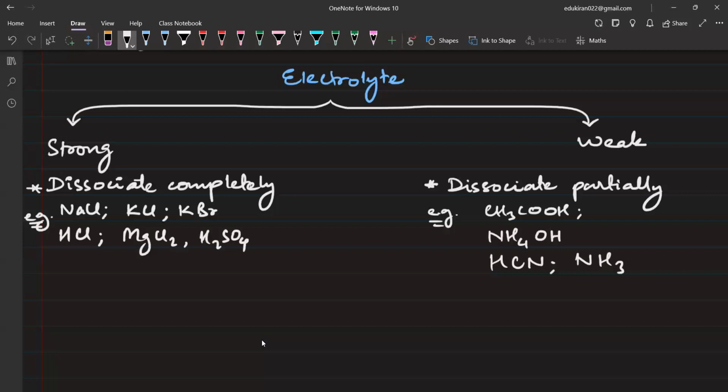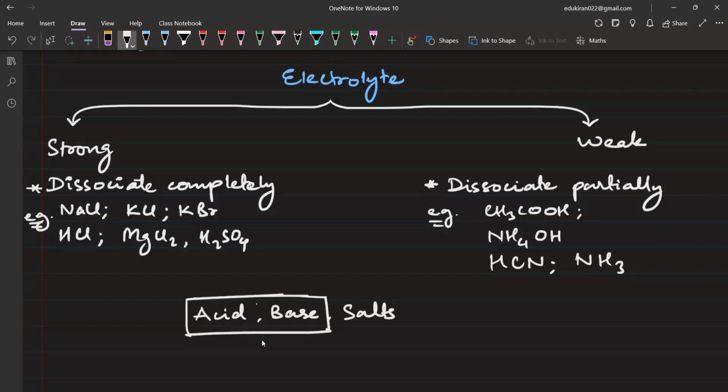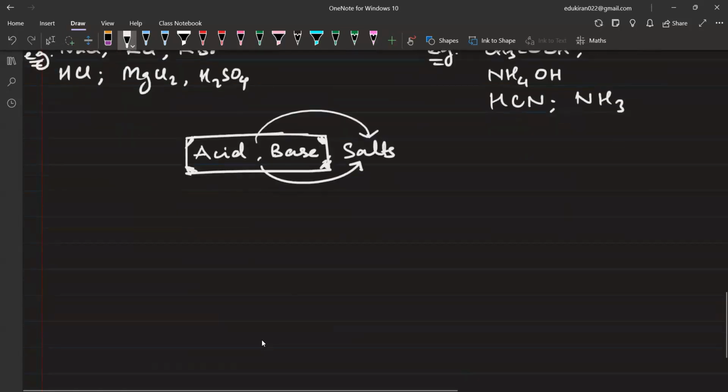Now, when you look at these different types of electrolytes, they are either acids, or bases, or salts. We need to dive into the details of acids and bases, because when acids and bases react, they make salts. If you understand acid and base perfectly, then there are some properties we can predict about the salts also. Salts don't need much detail, because salt is actually a byproduct when acids and bases react. So it starts with acid-base concepts.